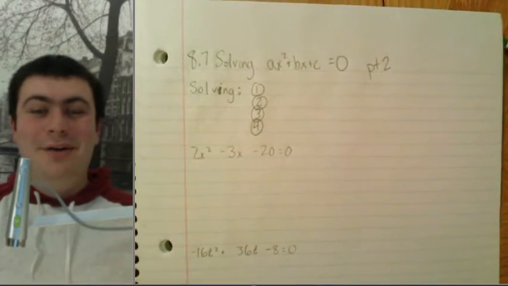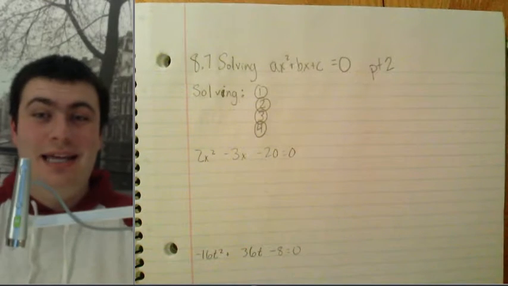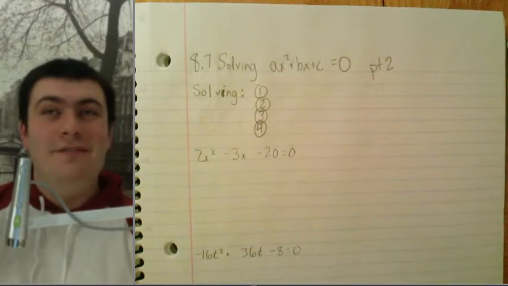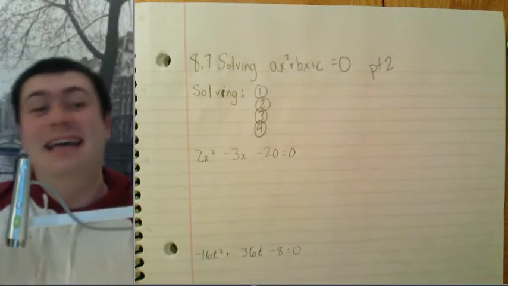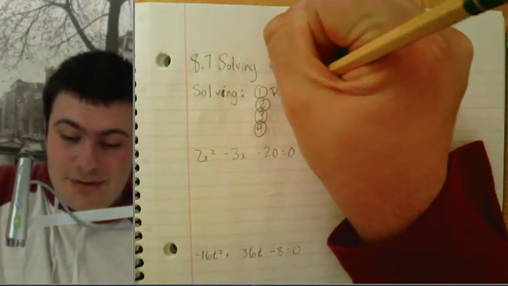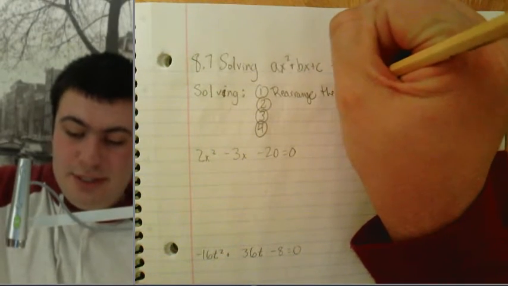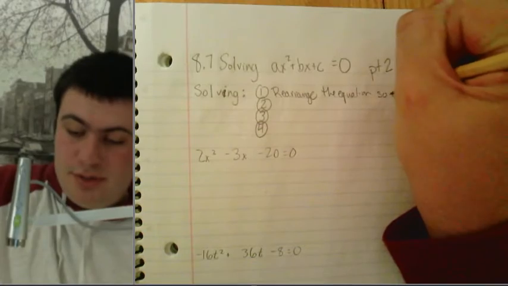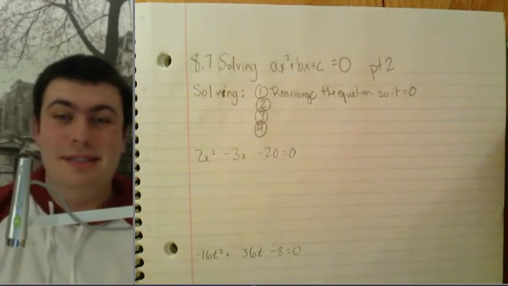Alright, we're now going a step further than factoring, and we're going to be solving equations that look like ax squared plus bx plus c, part 2. Again, 4 steps. They're actually the exact same steps from 8.6 and 8.5. So first, we need to rearrange the equation so it equals 0. We need to rearrange so that it equals 0.